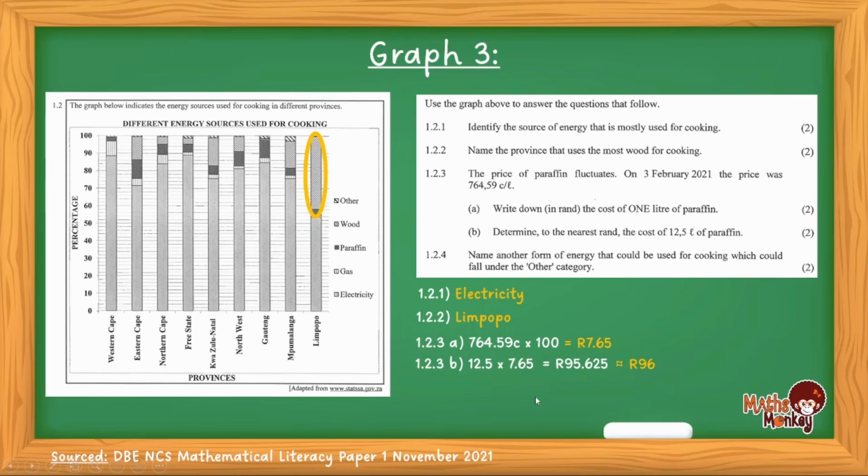Okay, last one, 1.2.4. Name another form of energy that could be used for cooking, that could fall under other. So in other words, you have to mention any other source that could be used for cooking that is not given amongst these 4 options here. You could have given answers like coal and solar power, or any power that is not listed here that can be used to cook. Okay, and that's how you would interpret graphs: always reading and understanding the graph first and then attempting the questions.